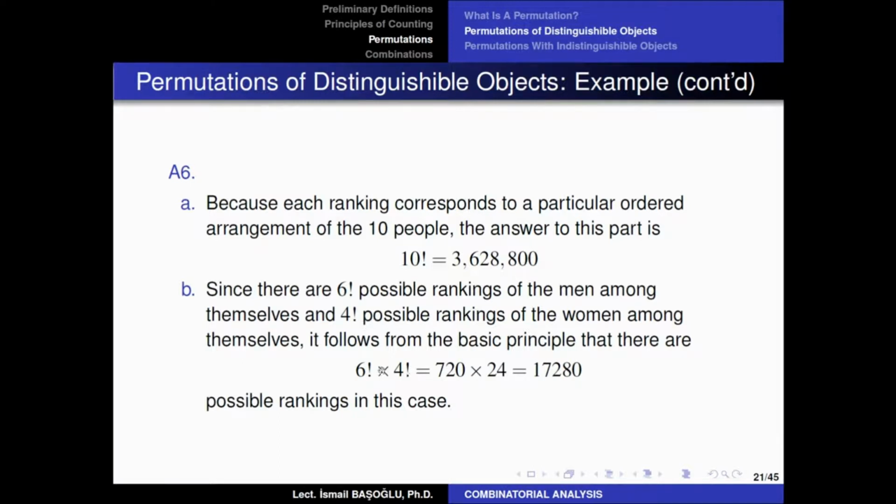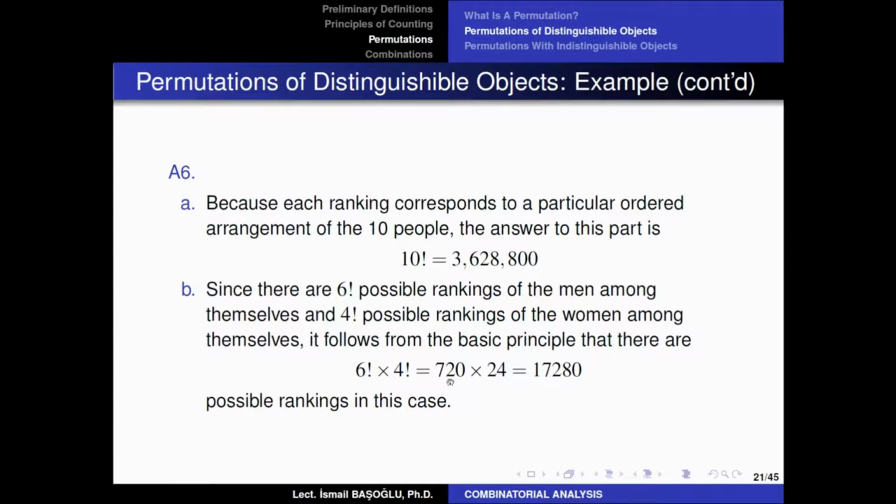And because I have the first experiment to rank the men and the second experiment to rank the women, if I'm going to put these 2 lists next to each other, the total number of different lists, or different rankings, that I can create is equal to 6 factorial times 4 factorial by the basic principle of counting.